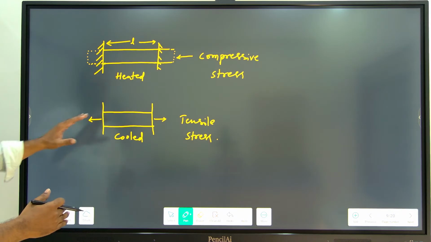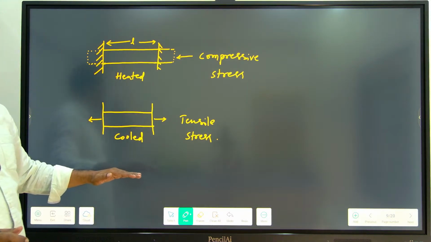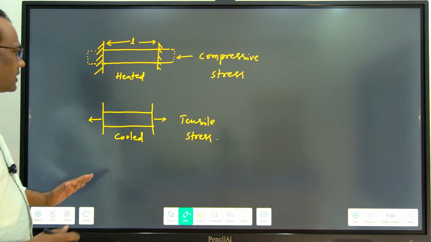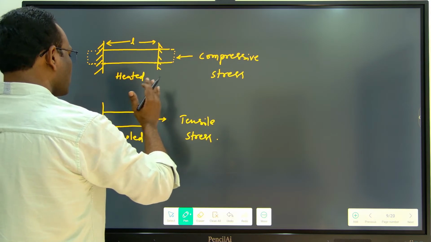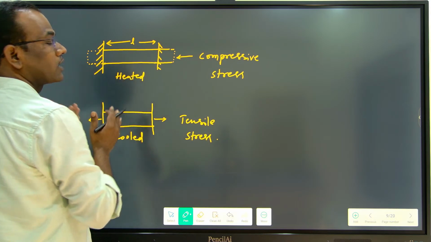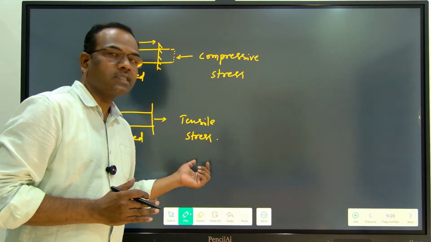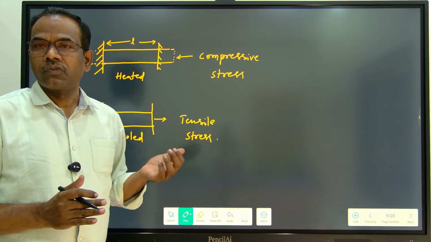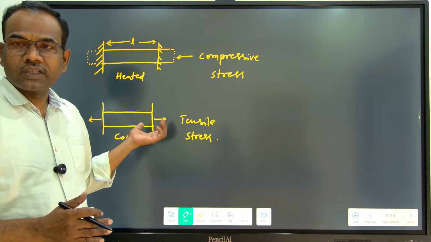And the same rod, but now we are decreasing the temperature. That's why it contracts, but the rigid supports are not allowing this contraction. So in this case, tensile stress is developed in the rod. So now we connect the thermal expansion for this case.